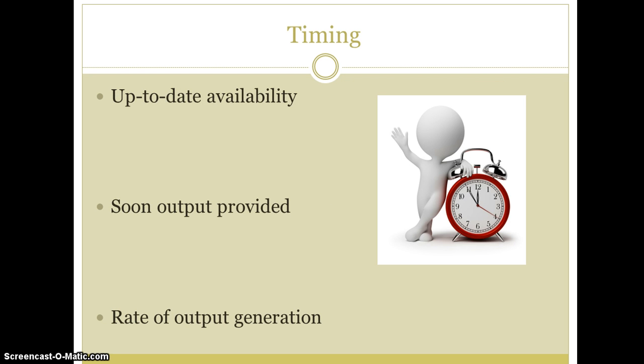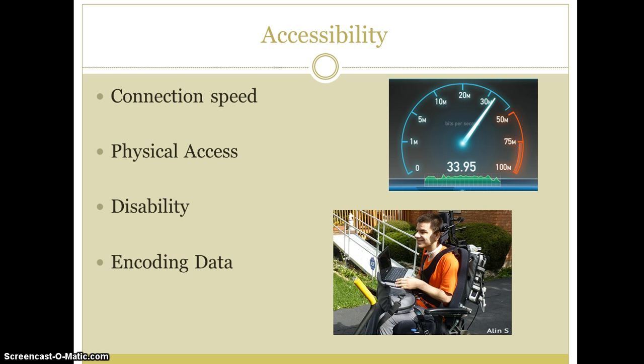So the next guideline of output design is timing. This means that the data should be up to date and not outdated. The output should always be provided at a quick rate. You don't want it to be inactive, and the regeneration of it should also be updated regularly. It's important for this fast rate of output generation to occur because things like real-time applications need that kind of output design. And the last guideline is accessibility.